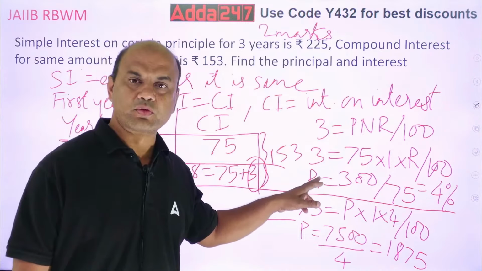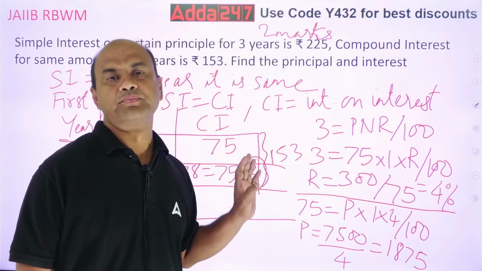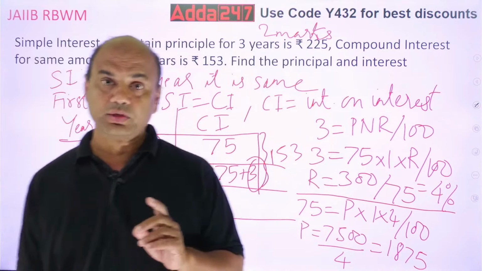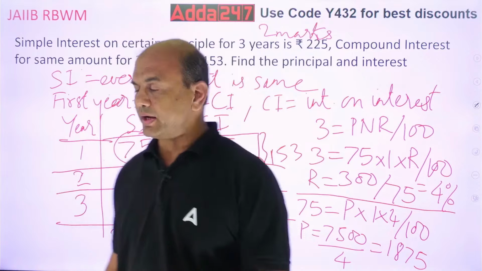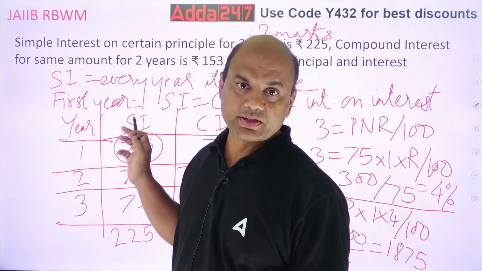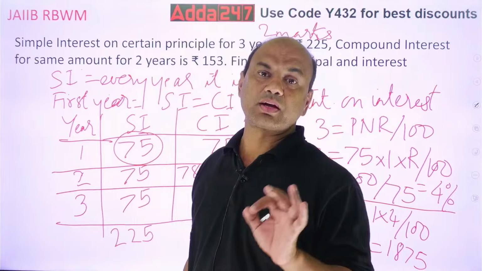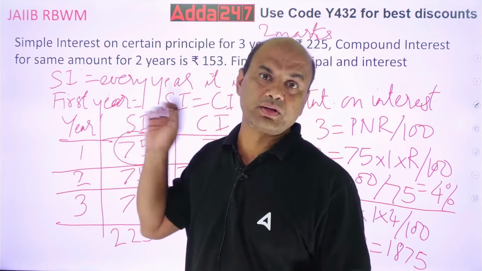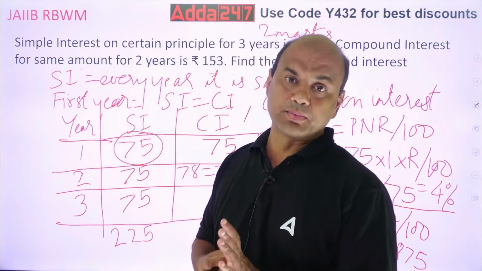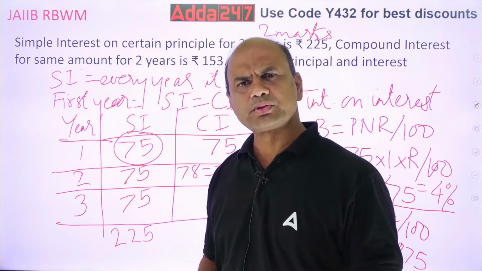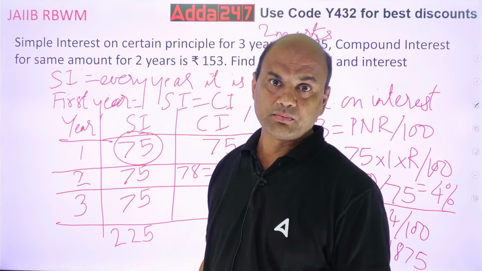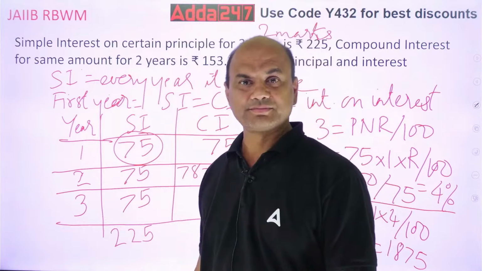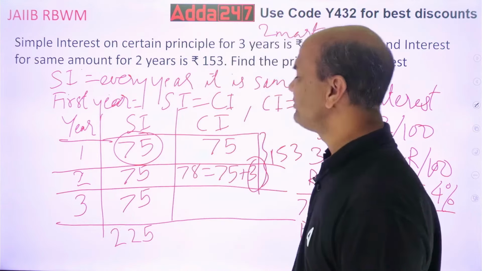R you got as 4%. P you got as 1875. This is how you need to solve it. Kindly note, whenever you are solving these numericals, you need to have your concepts very clear. All the three concepts regarding simple interest and compound interest, everyone amongst you knew it. But what was lagging was application. Right? Clear? Chalo, move on.